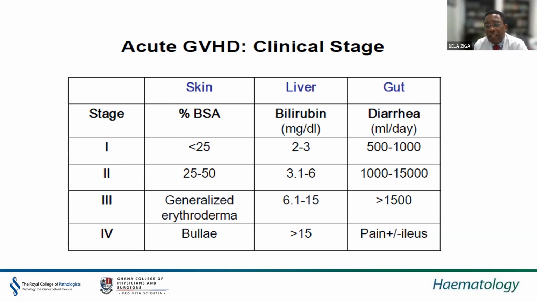And the gut is determined by the diarrhea. And as you can see from this slide, any watery diarrhea stool of more than 1,500 mils a day is stage 4, and stage 3 is stage 4 with pain and ileus. The typo there is not 15,000, it's 1,500 mils, not 15,000.